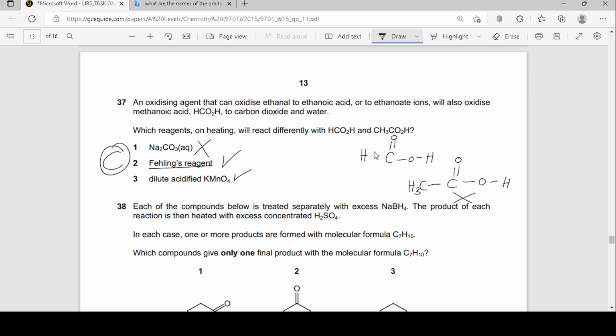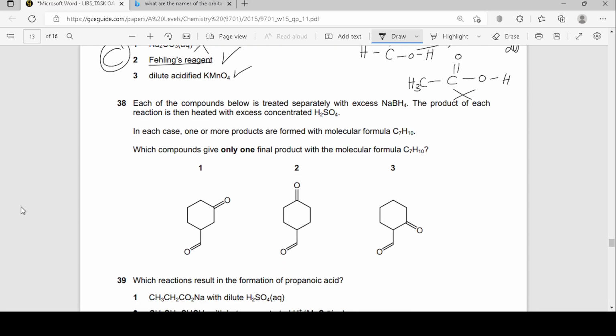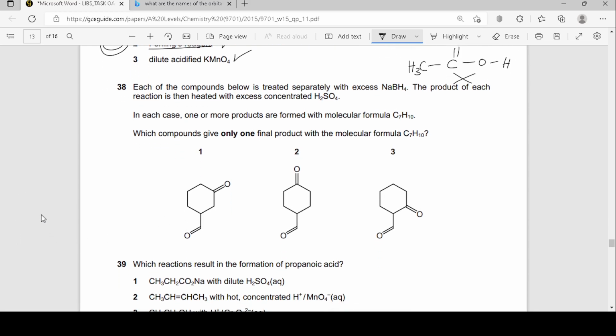Anyways, this will give you carbon dioxide and water. I should probably research what exactly the mechanism is for this, but it forms carbon dioxide and water, and this one will not react, so that means these reagents react to the answers. Okay. Next question, question number 38.